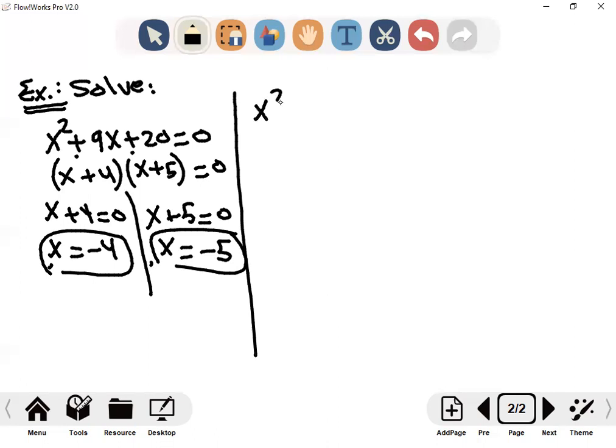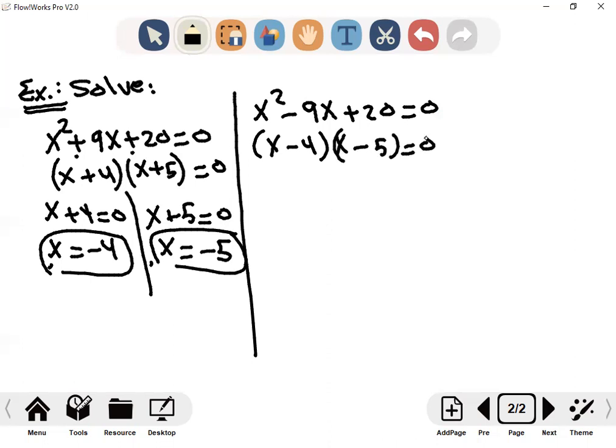x² minus 9x plus 20. Same as the first, but I change the first sign. If the first sign is negative and the last sign positive, both are negative. Got it? So (x minus 4)(x minus 5). Done? x equals 4 and x equals 5. Okay.